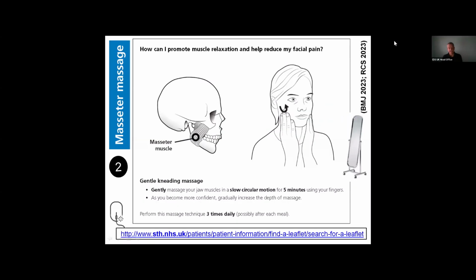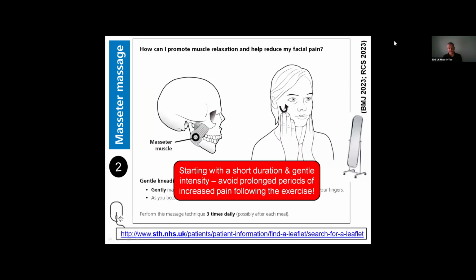The next technique is a simple massage technique. You start with this technique for a short duration, maybe 1 minute or so. You're trying to do it 3 times a day, maybe after each meal, so you're consistent, or after you clean your teeth. And you gradually build up the duration first, getting up to about 4 or 5 minutes, and then you can increase the intensity of the massage.